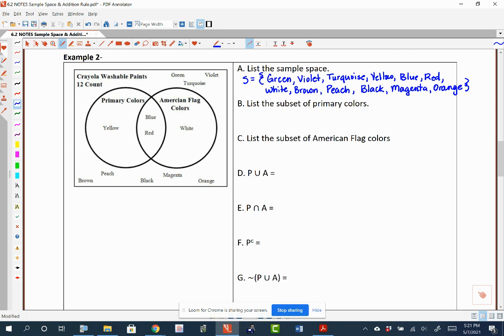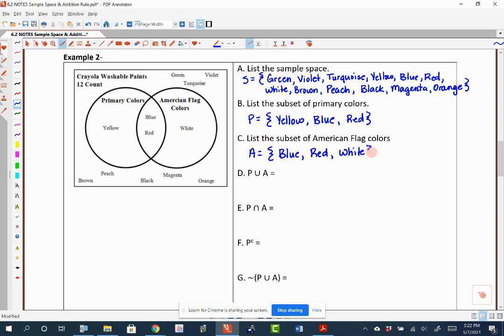So problem B wants us to list a subset of the primary colors. So maybe I'll call this P for primary. My primary colors, as listed in my Venn diagram, are my yellow, my blue, and my red. So this is just a subset of my sample space, these three colors. List the subset of the American flag colors. So maybe I'll use an A for American flag there. We have still the blue and the red, but we also have white.